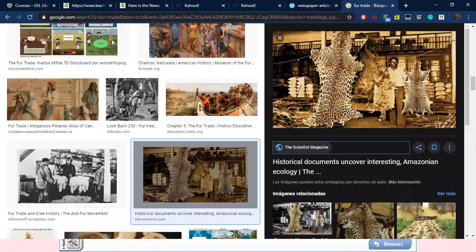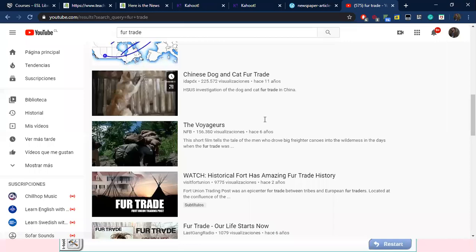If you want to learn more, if you search for the fur trade, you will see lots of things, especially connected to China, dogs and cats, and man, it's just terrible. Not good for now. Okay.